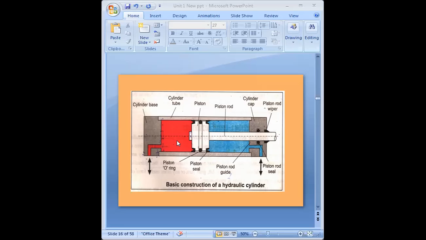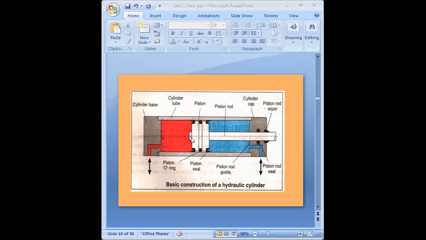So that is the piston head area or annular area of the cylinder. After entering the fluid into this red area, that fluid will have some pressure. That fluid pressure forces the piston against your load, and due to that it causes the piston and piston rod to move.